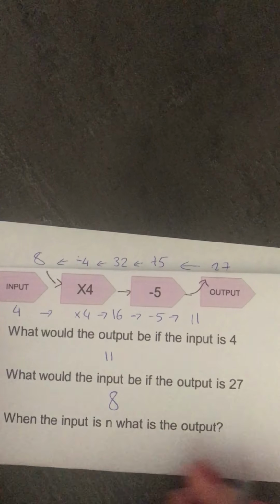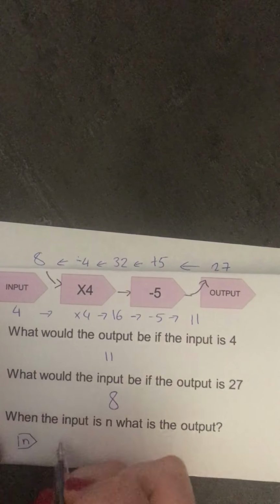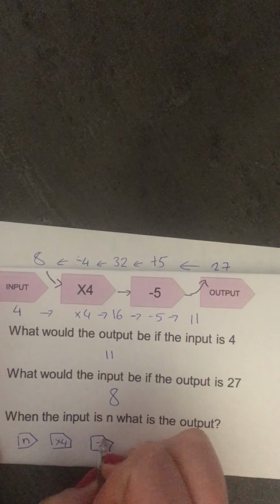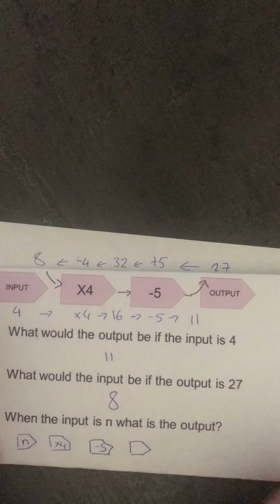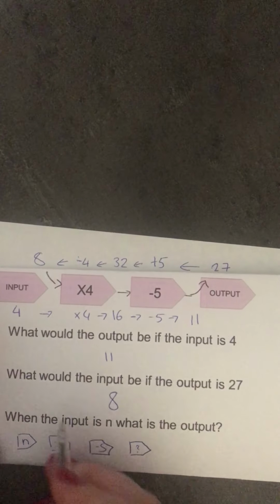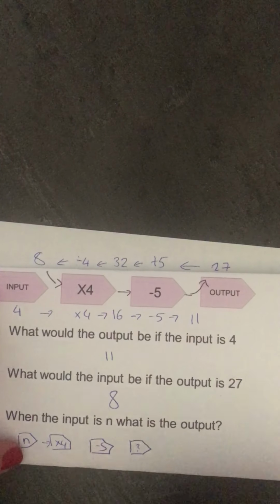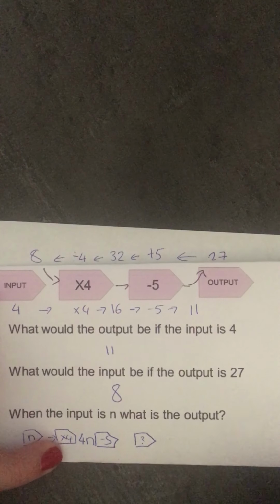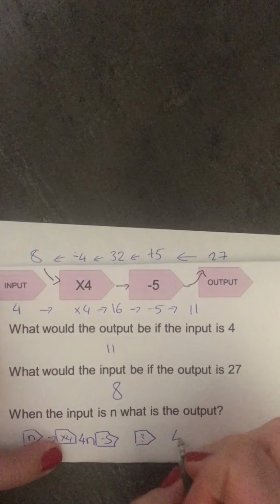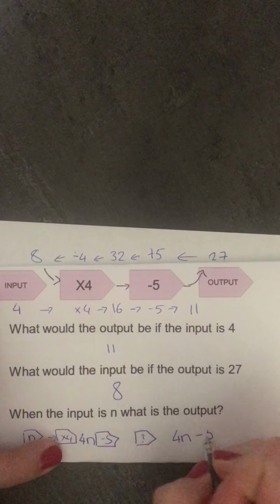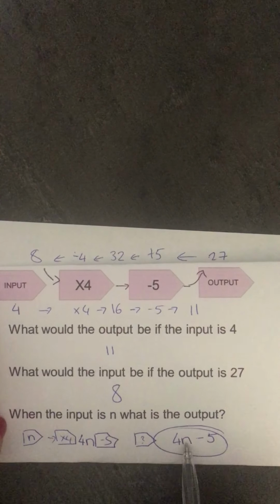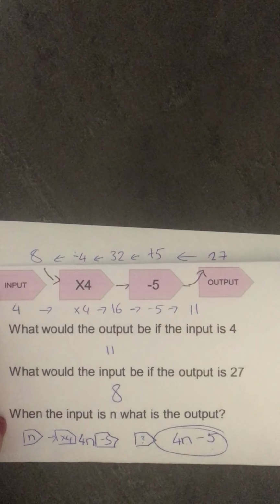So finally, when the input is n, what is the output? We've got the input is n, we're going to multiply it by 4, subtract 5, and get the output. So, first step, n times 4. How do we write that? Well, we write that as 4n. Then we're going to subtract 5. How would we write that? 4n minus 5. That's the answer. Okay, because we've got n multiplied by 4, then take away 5.